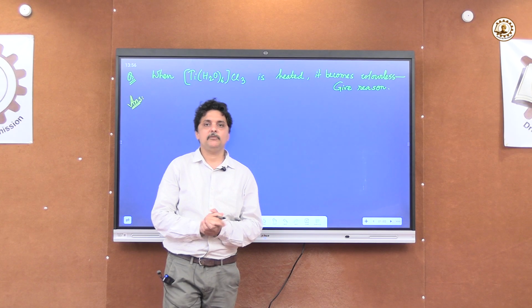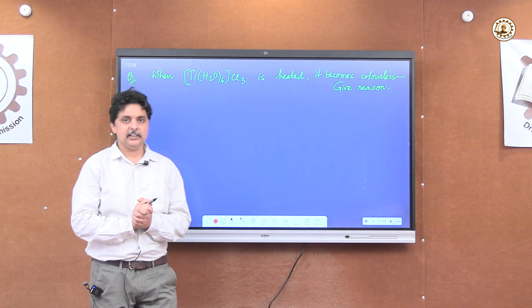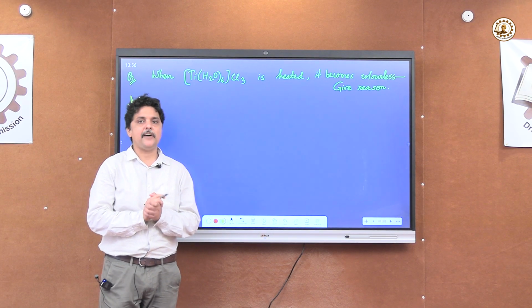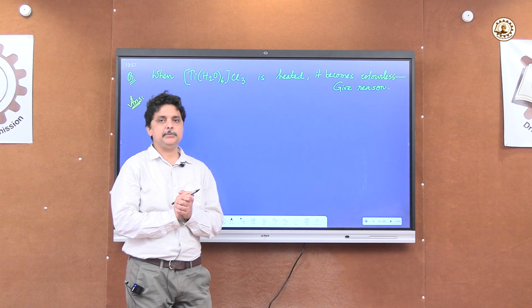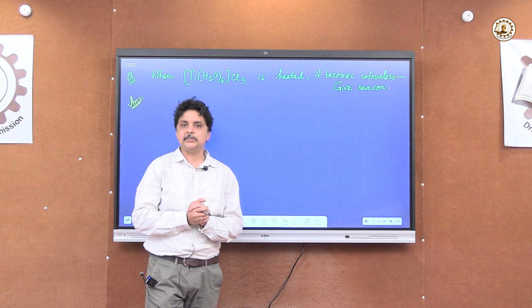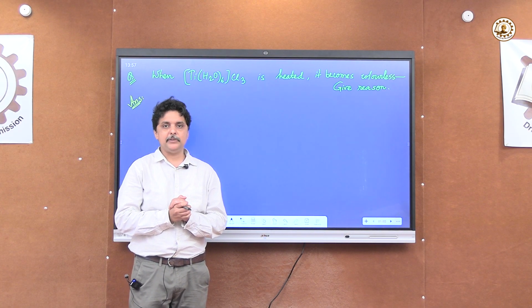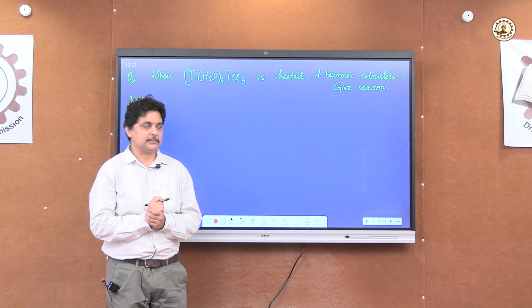Students, so here we have the question: [Ti(H2O)6]Cl3. This complex is violet in color, but the question says when it is heated it becomes colorless. Give reason. Obviously this question is again from CFT, crystal field theory, and we need to use the crystal field theory concepts to solve this kind of question.